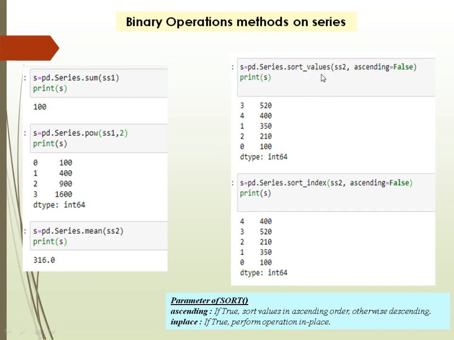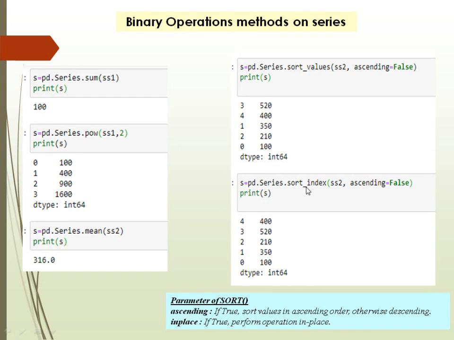So our next function is sort_values. The sort_values function, children, is used to sort the series with the help of values, with the help of the data part. So ss2 has these set of values. sort_values is going to arrange the values by default in ascending order, but if I want to arrange in descending order, I have to write ascending equals to False. So automatically it arranges the values in descending order. See the descending order values: 520, 400, 350, 210 and 100.